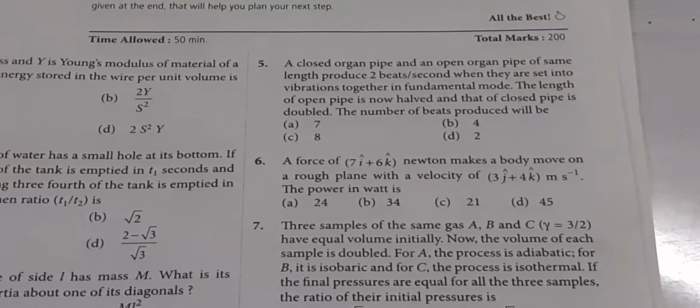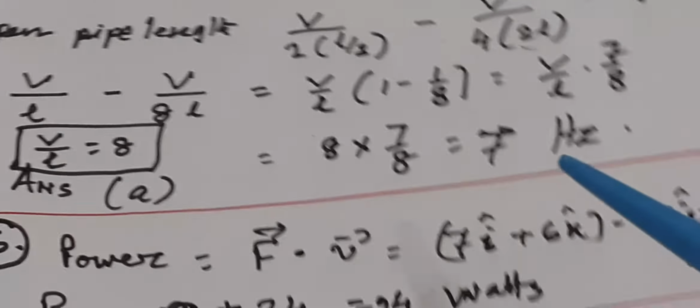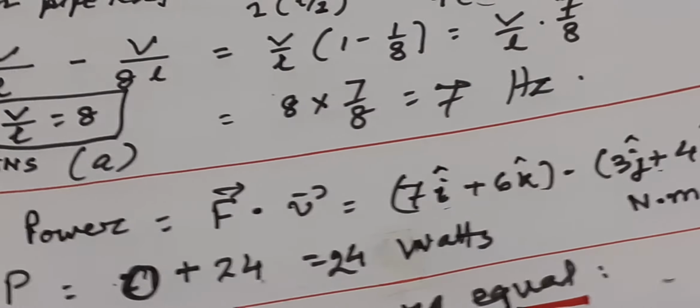A force of 7i plus 6k Newton makes a body move on a rough plane with a velocity 3j plus 4k meter per second. What is the power? We know the power expression: power equals force dot velocity, a dot product. Force is given and velocity is given, so simply do the dot product, with everything given in SI units.